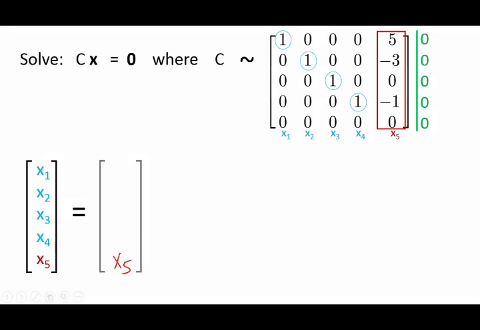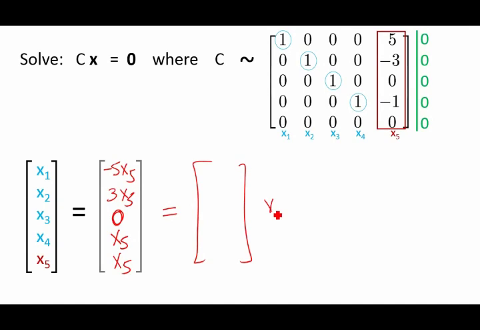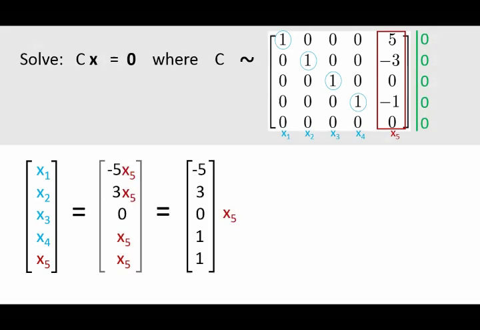I know x5 being a free variable will just be equal to itself, x5, and now I can solve for x1 plus 5x5 equals 0. We can move that 5x5 over to get minus 5x5. x2 will equal 3x5 when I move this minus 3x5 over. x3, well, if I take a look at this, I've got 1x3 equals 0. My x3 equals 0. x4, moving the minus 5x5 over, I've got x4 equals x5. And now I can factor out my x5 and get minus 5, 3, 0, 1, 1. And thus I now have my answer in parametric vector format.